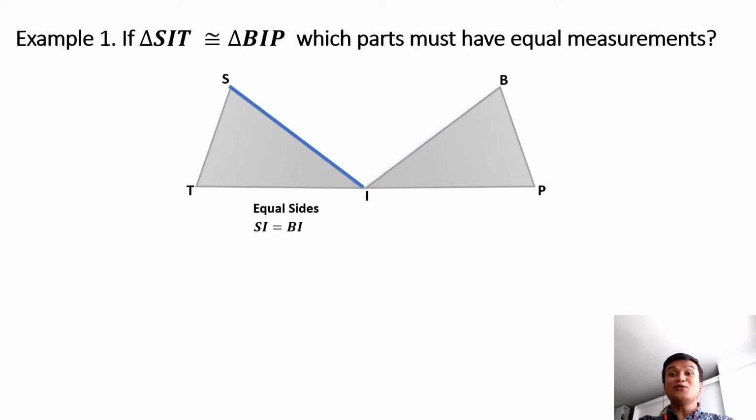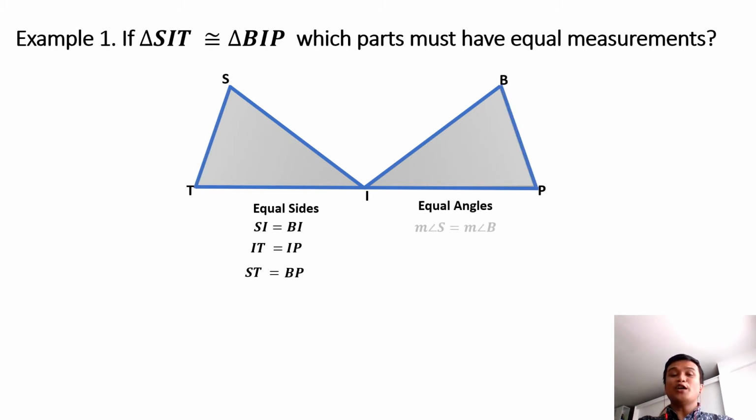SI is equal to BI. IT is equal to IP. ST is equal to BP. For equal angles, the measure of angle S is equal to the measure of angle B. How about the measure of angle I?